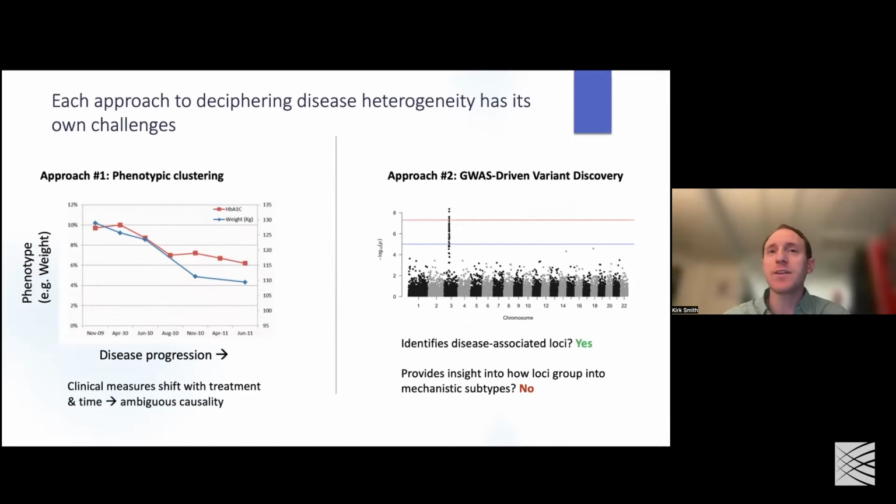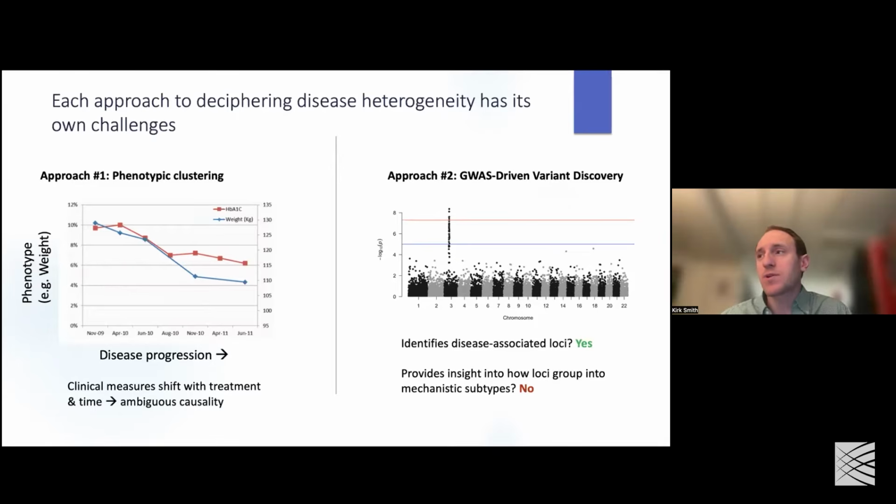The issue here is that this clustering is looking at a single snapshot in time. A patient's phenotype will vary depending on where they are in disease progression or treatment. So this means that a patient might change clusters after a few weeks on medication, or had they come into the clinic at a different time point, they could have been grouped into a completely different cluster.